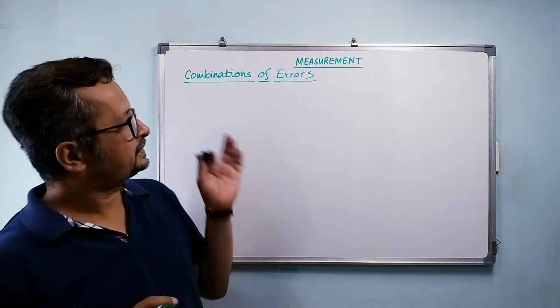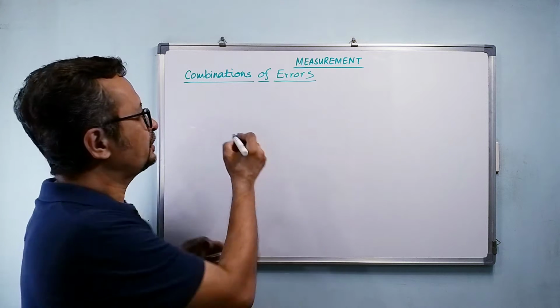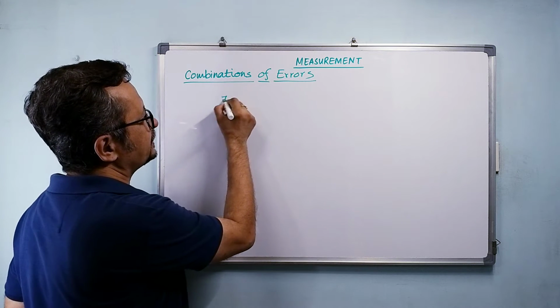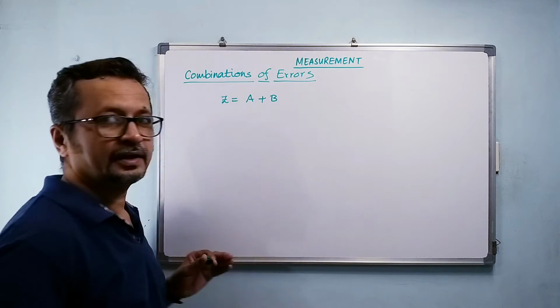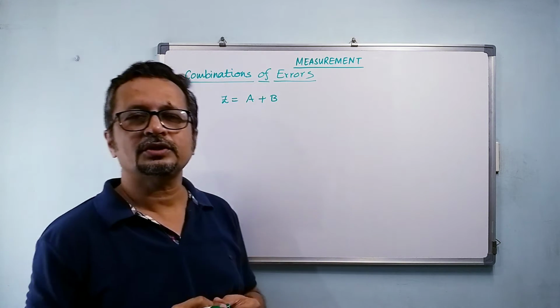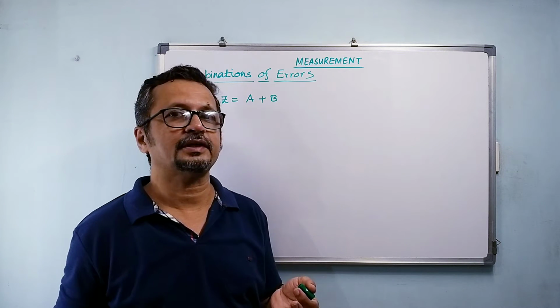Hello guys, let us see combinations of errors. Now what is combinations of errors? Here I would define my Z as the sum of A and B. Now for A, what is the accuracy that I am expecting? For B, what is the accuracy that I am expecting?